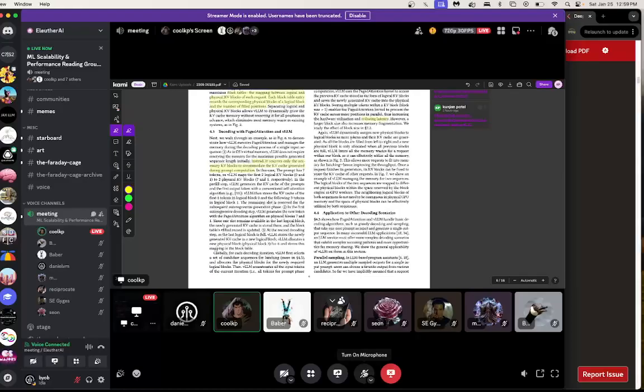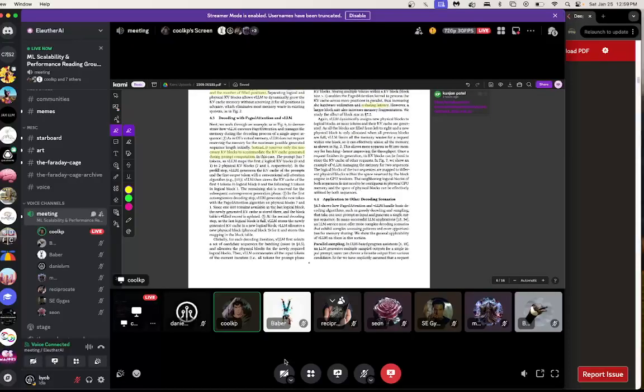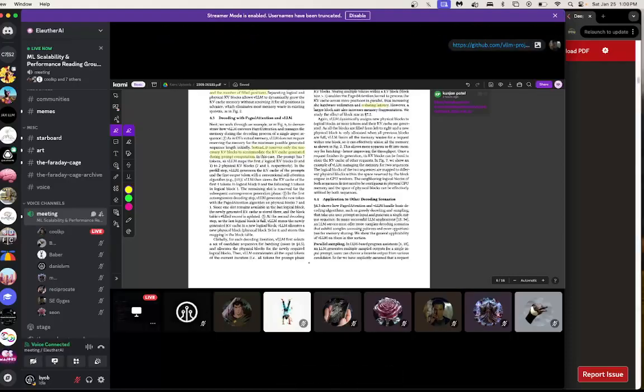vLLM dynamically assigns new physical blocks to logical blocks as more tokens in their KV cache are generated, as all the blocks are filled from left to right, and a new physical block is only allocated when all the previous blocks are full. vLLM limits all memory waste for requests within one block, so it can effectively utilize all the memory. This allows more requests to fit into memory for batching, improving throughput. Once the request finishes generating, KV blocks can be freed. This is implemented in the block allocator that I went through earlier, with methods like swap, free, append.